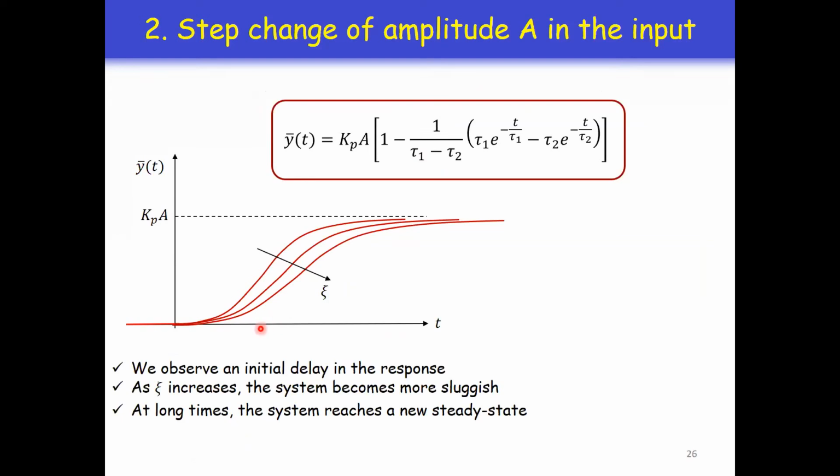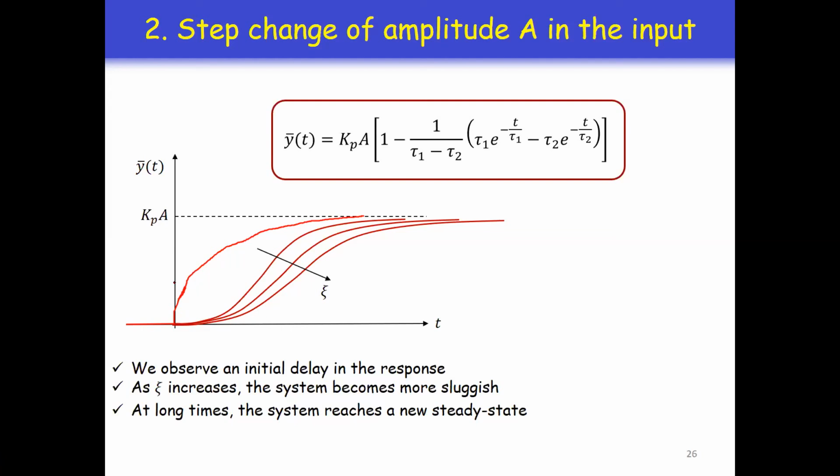Again, let me show you this in a different way. The response will be a sigmoidal curve. Do you remember the response of a first order system? It was basically much faster. It was something like this. Let me draw it. So, is the response of the overdamped second order system to a step faster or slower? Slower. Much slower. The system is sluggish.